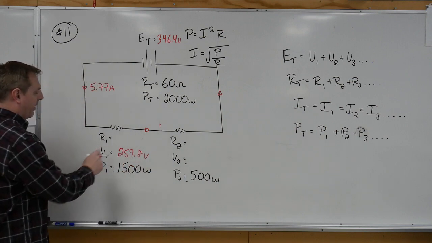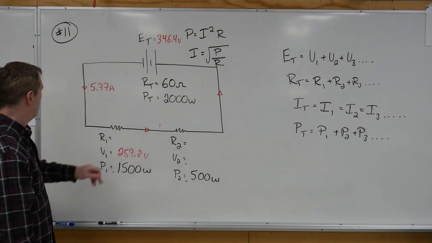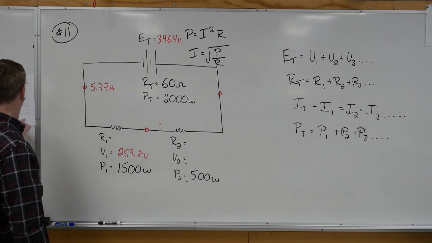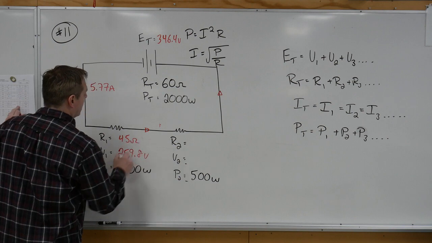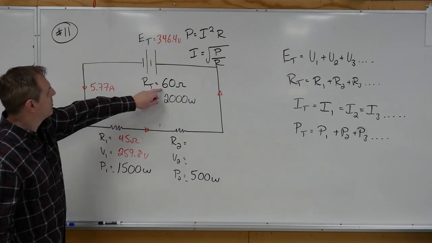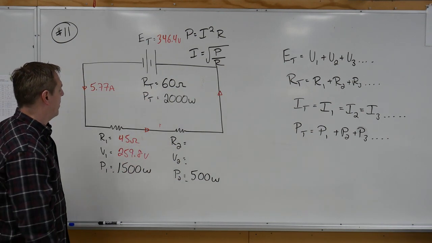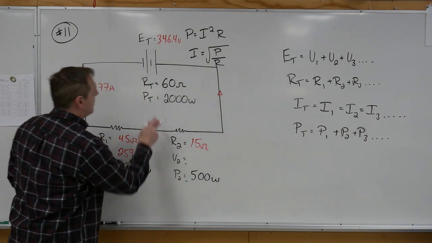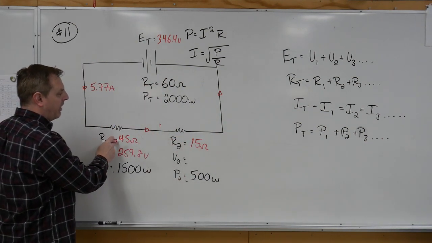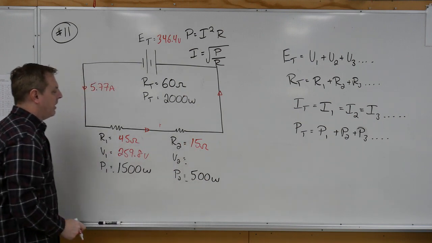And then, while we have that number in our calculator, we can go 259.8 divided by the 5.77 again to give us 45 ohms here. If I know my R total was 60, then that means that R2 must be 15 ohms. How did I get that? 60 subtract 45 gives me 15.